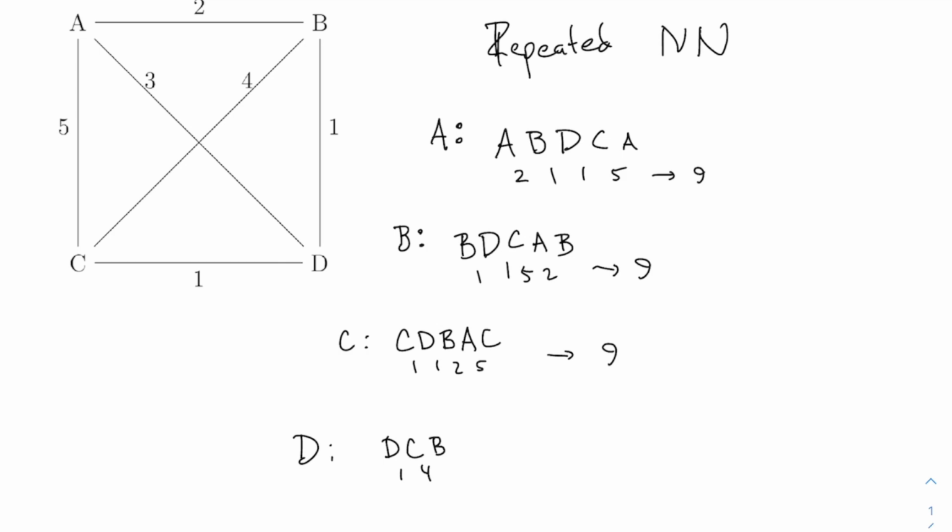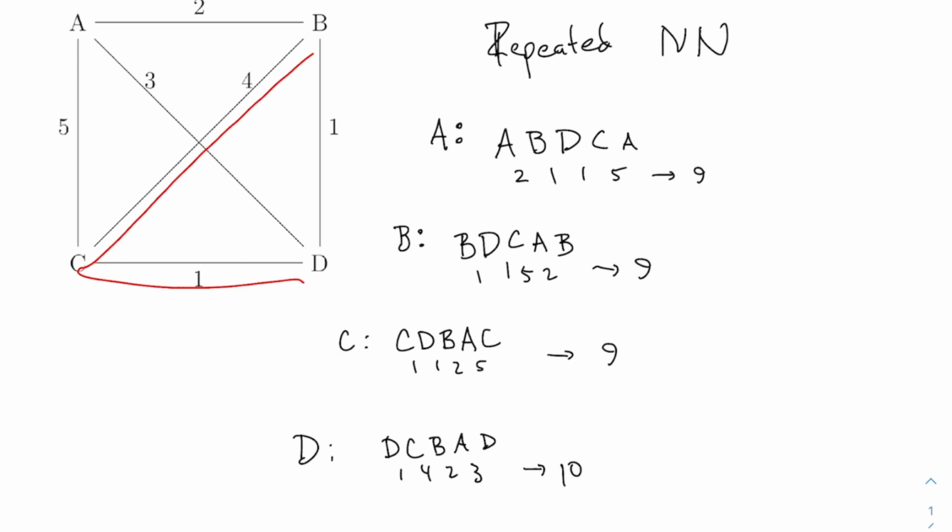And then to finish off the circuit, I've already done this. To finish off, you have to go across the top and then down the other diagonal. So across the top would be to A for 2, and then down the diagonal back to D for 3. This one adds up to 10. All right.